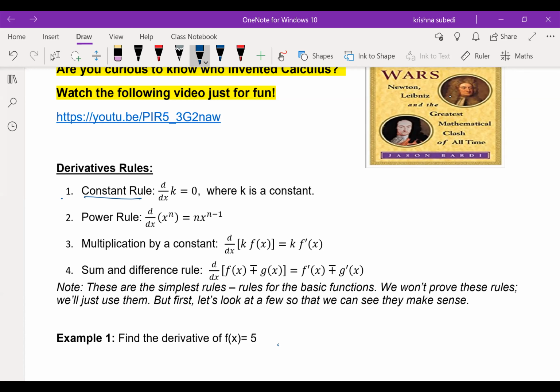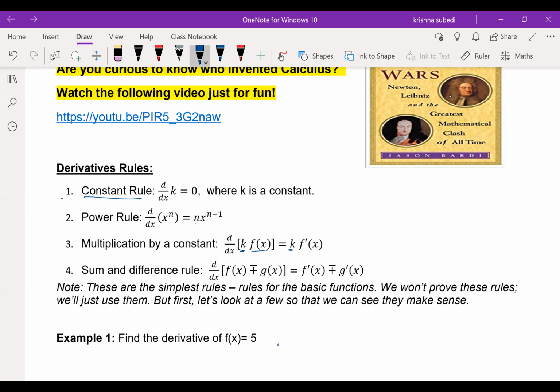Power rule. We have a function x to the power n. The derivative d over dx of x to the n is given by n x to the n minus 1. Another rule is multiplication by a constant. If we want to find the derivative of a function which is multiplied by some constant k, then the derivative will be that constant times the derivative of the function, k f prime of x.